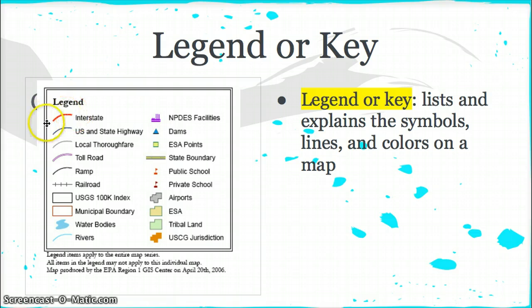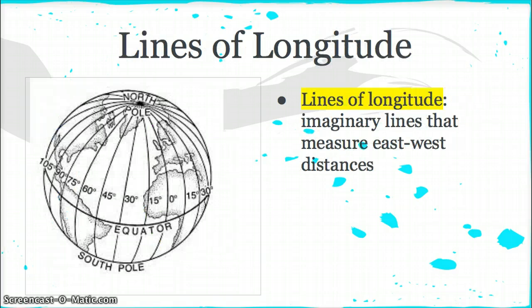It has different colored lines. The red line would be the interstate. The blue line would be a U.S. and state highway. And then you have this blue line down here, it would be rivers. So when you're looking at the map and you see these symbols pop up, you will know what they mean.